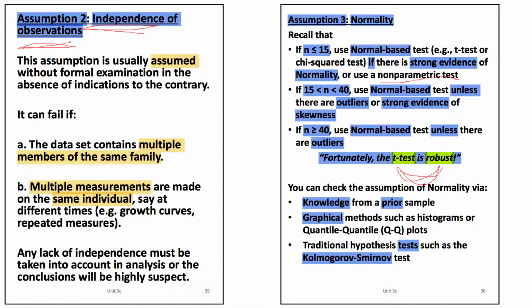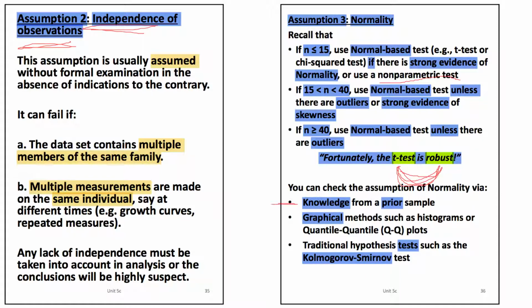The good thing is the t-test is always robust. So sometimes we can use a t-test, we can use a z-test. If that's the case, probably the result is not going to be different, but the t-test is always robust. You can check the assumption for normality using knowledge from a prior sample.